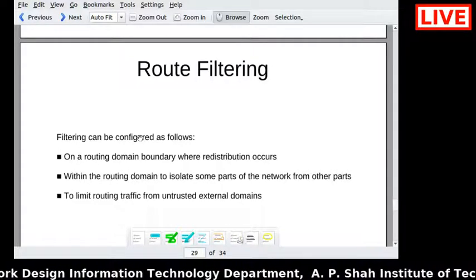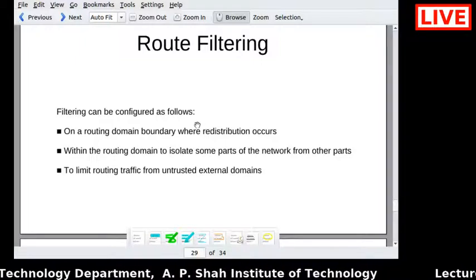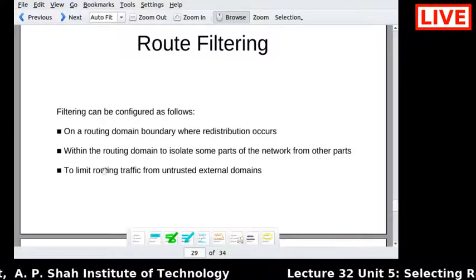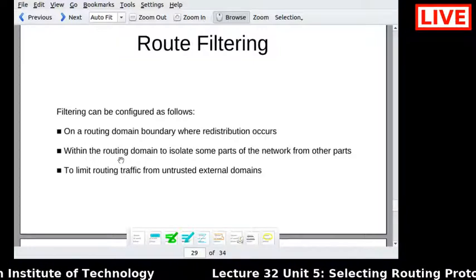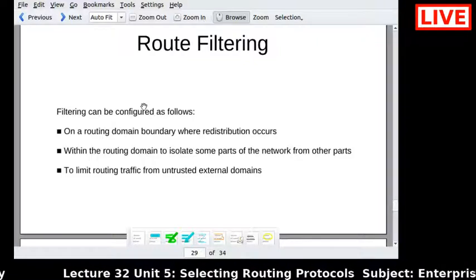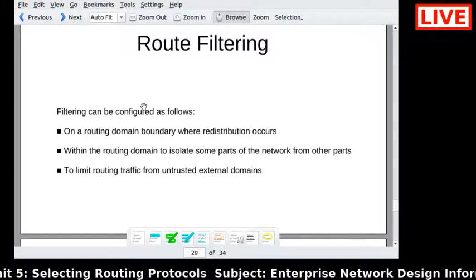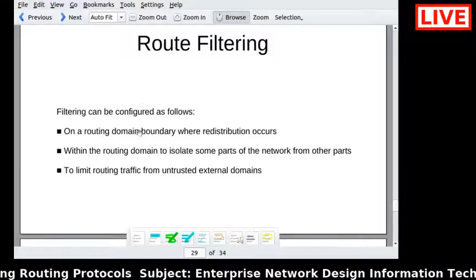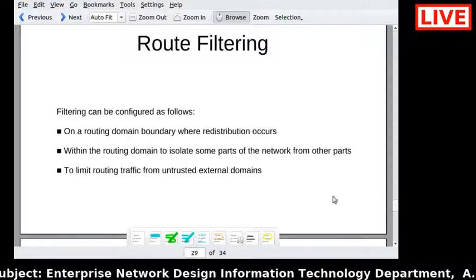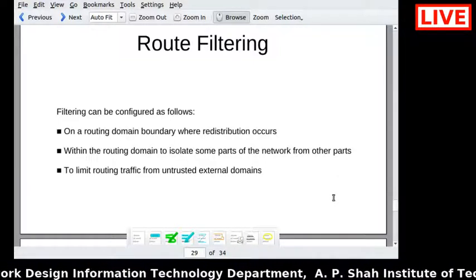In an examination, you may be asked what you mean by route filtering and its functionality, or how it can be configured. It can be configured in three ways. It will be required for redistribution of your routes, or if you want to prevent the advertisement or acceptance of certain routes. In that case this route filtering can be used.